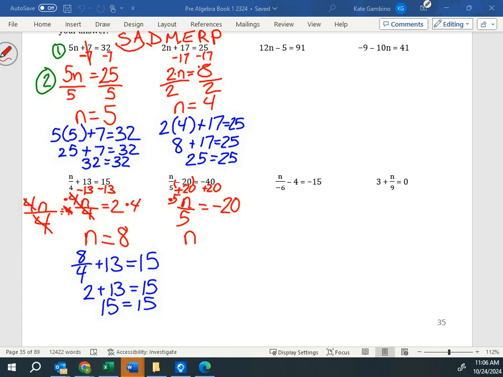5 divided by 5 is 1, right? So n over 5 times 5 will get us 1n. So if I multiplied by 5 here, I want to multiply by 5 here. What's negative 20 times 5? Graham? Negative. Did you look at our operation?